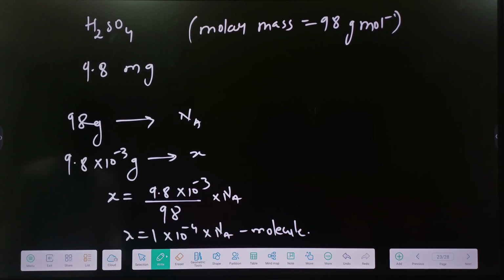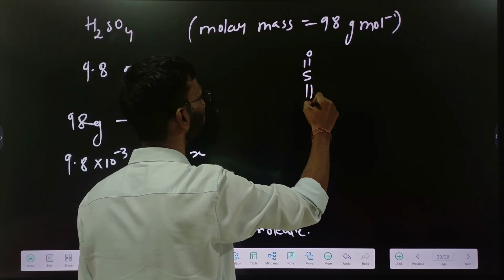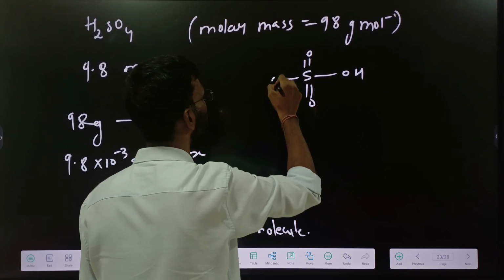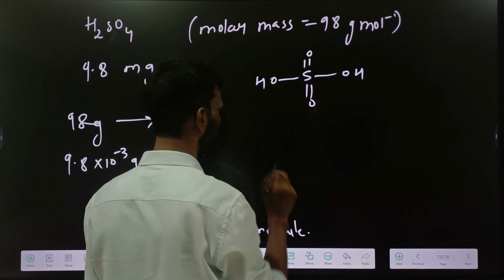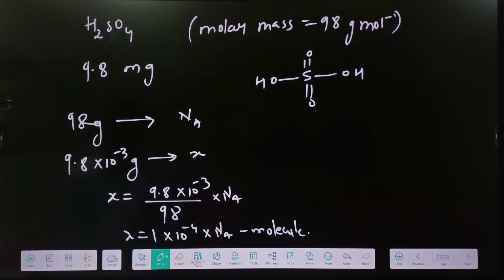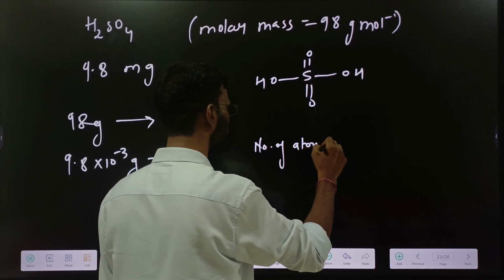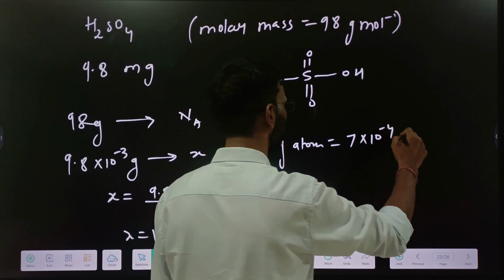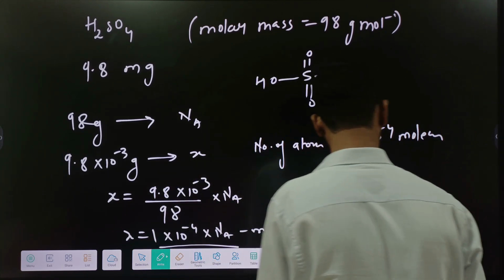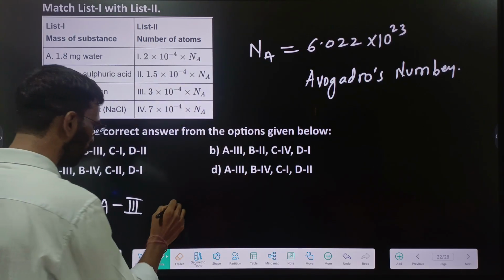Therefore, number of atoms for one molecule of H2SO4: this is what the H2SO4 molecule is. So 1, 2, 3, 4, 5, 6, 7 atoms are there, right? So 7. Therefore number of atoms will be 7 into these many molecules, that is 7 into 10 raised to minus 4 molecules.